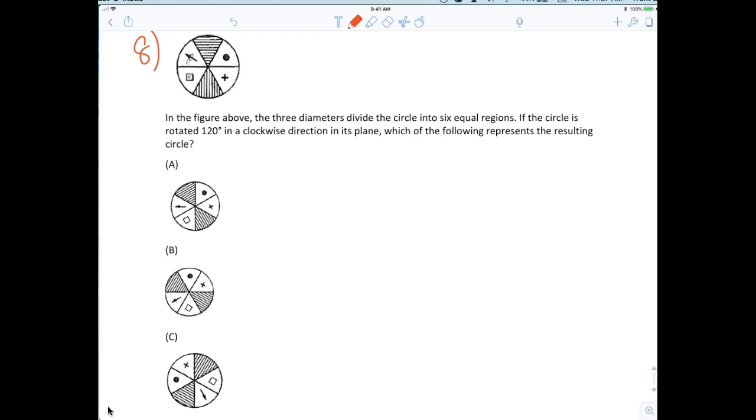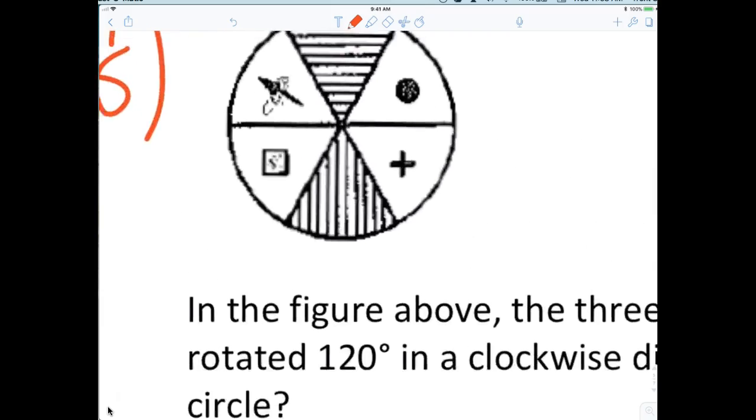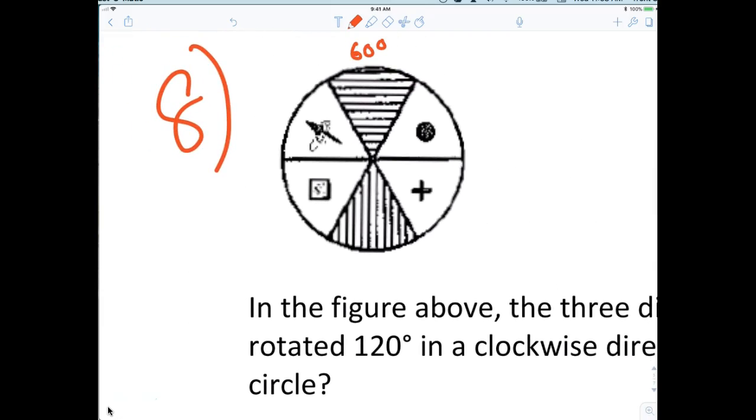It says in the figure above, the 3 diameters divide the circle into 6 equal regions. If a circle is rotated 120 degrees, that means how many slices are you moving it? You're moving it 2 slices. Does everybody understand what that means? In other words, 360 degrees in a circle, and if you divide 360 by 6, each one of these is 60 degrees. Each piece of that pie would be 60 degrees.